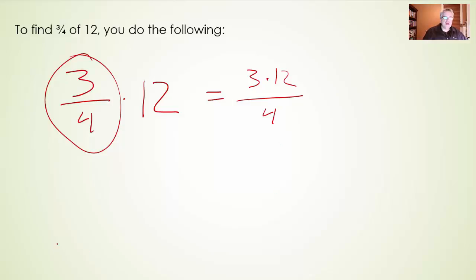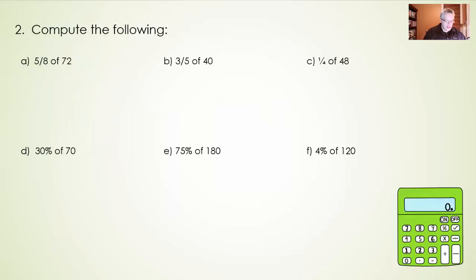Okay, so let's practice that idea a little bit. So to find 5/8 of 72, we got to do 5/8 times 72. We're dividing by 8, multiplying by 5. And if you do that, you get 45. 72 divided by 8 is 9. 9 times 5 is 45.